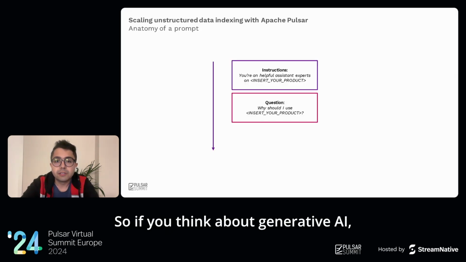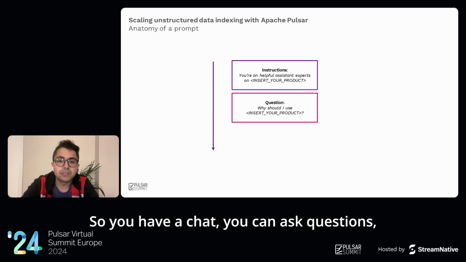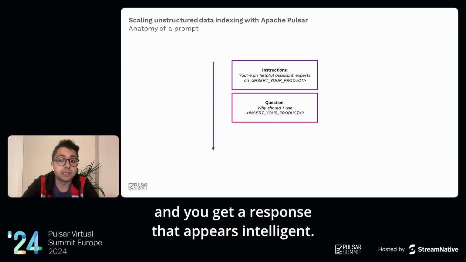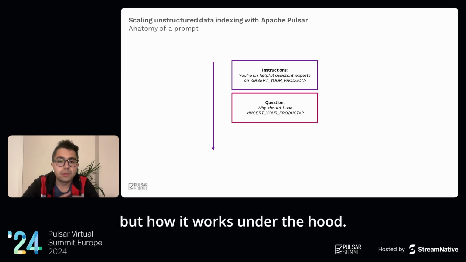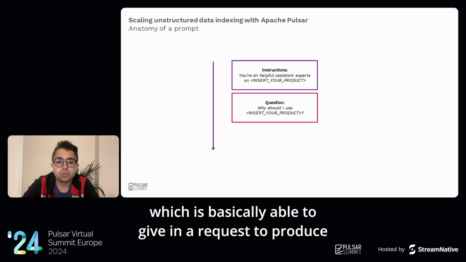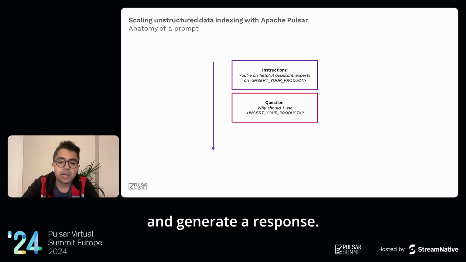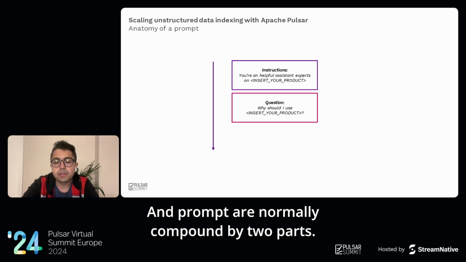So if you think about generative AI, I think anyone is comfortable today to talk about ChatGPT. You have a chat, you can ask questions and you get a response that appears intelligent. It seems like you are talking with a human. But how does it work under the hood? There is an LLM, a large language model, which is basically able, given a request, to generate a response. Normally you call the request a prompt, and prompts are normally composed of two parts.